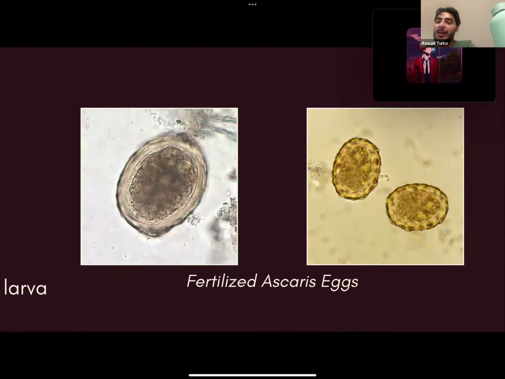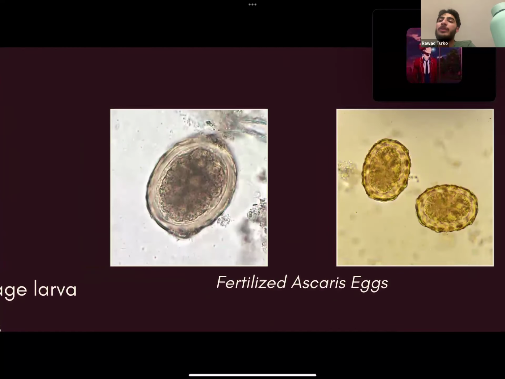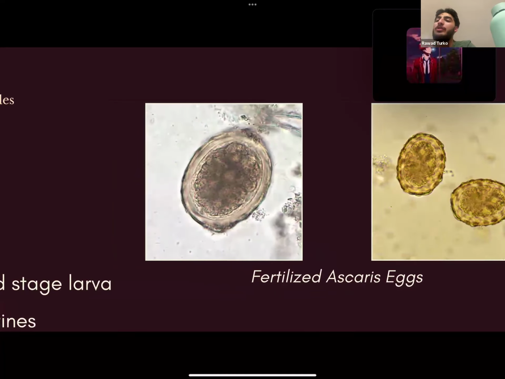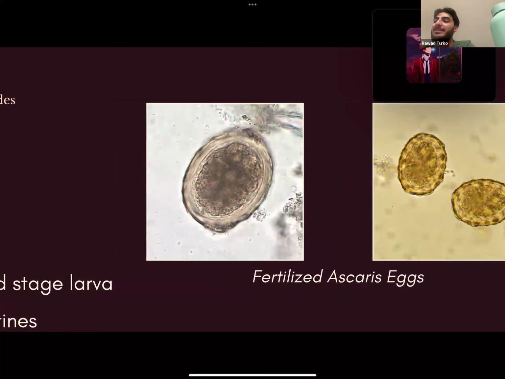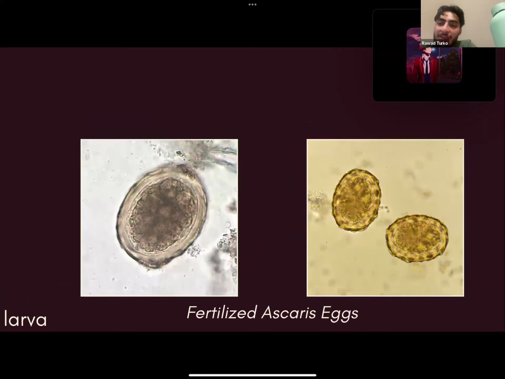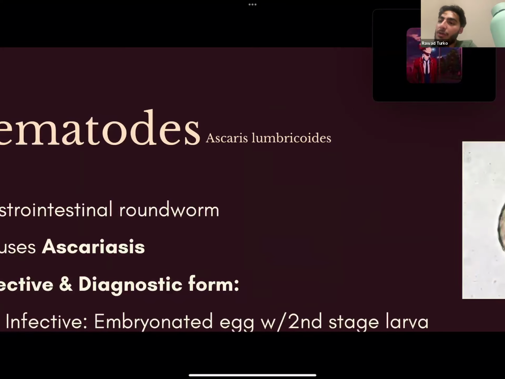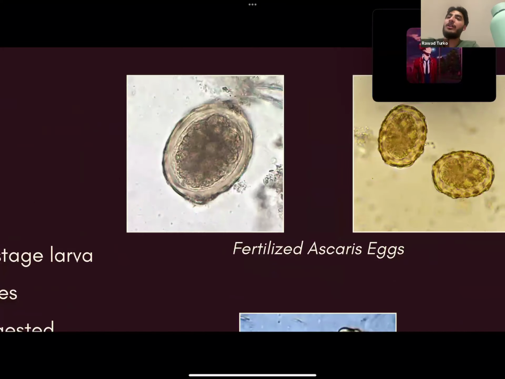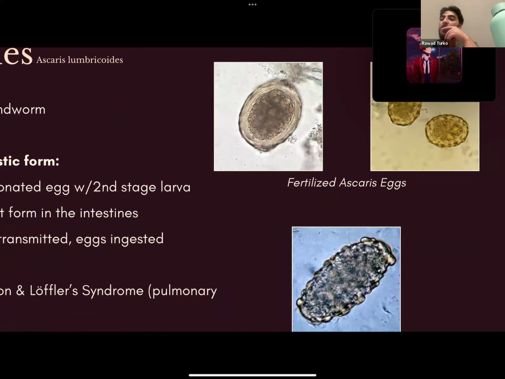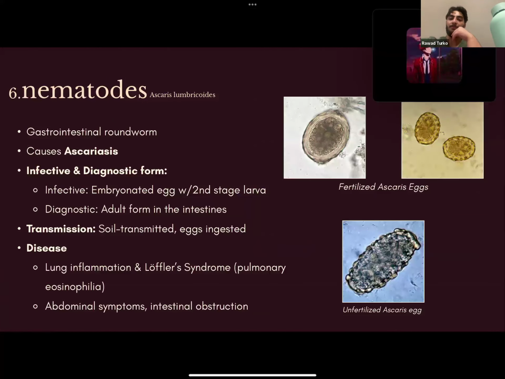Now, once it becomes fertilized, you can start to see it becomes a little bit more round, so it's not as oval. And you can start to see that the shell smoothens out a little bit. It still has these little bumps, but it smoothens out a little. And inside there are these little tiny circles. Those are not the nuclei, but the cells that are reproducing inside of this little shell. So that's how you tell the difference between different stages of the Ascaris egg.